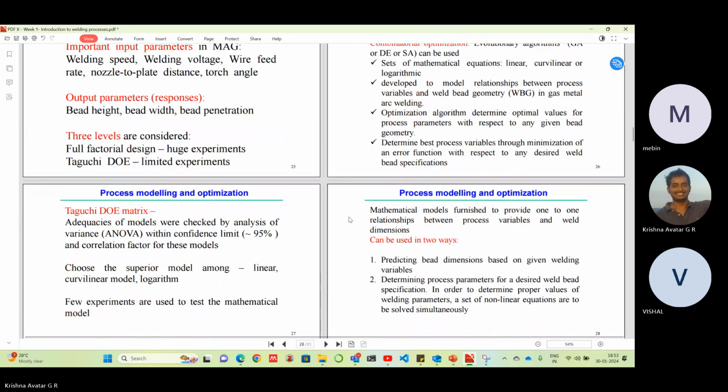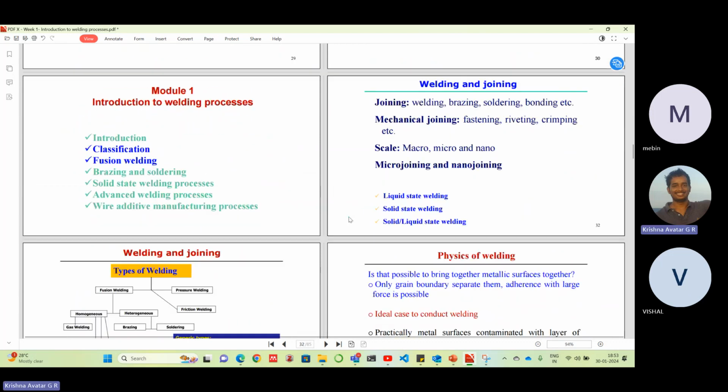Okay, so now let's start the topic of welding processes. Welding and joining. We require welding mainly to assemble components to give us a complete finished product. In joining, approaches could be of various types: welding, brazing, soldering, or bonding, etc. And for mechanical joining, we can use fasteners, rivets, etc. And this could take place at multiple scales: macro scale, micro scale, or nano scale.